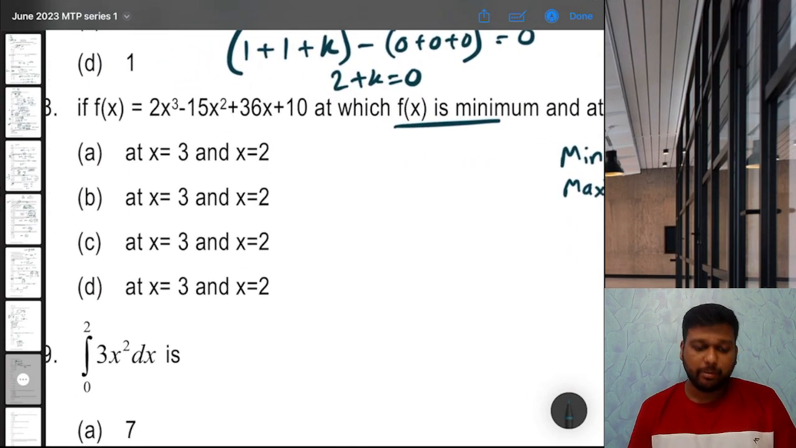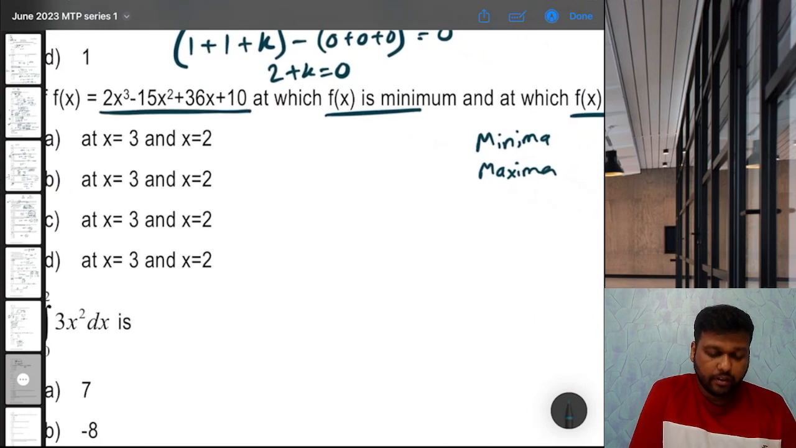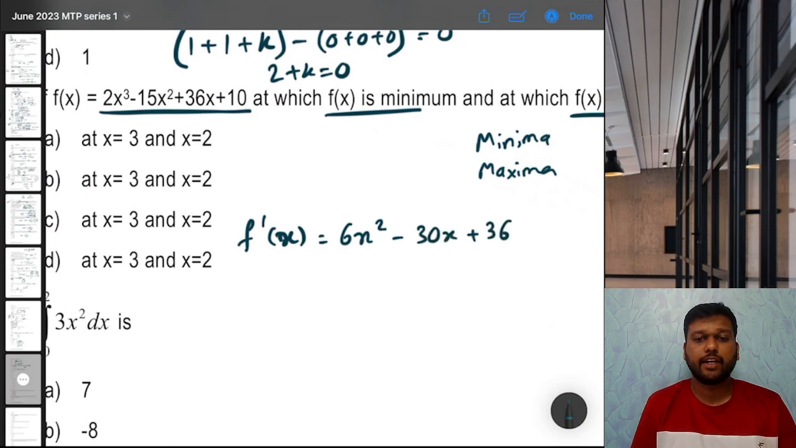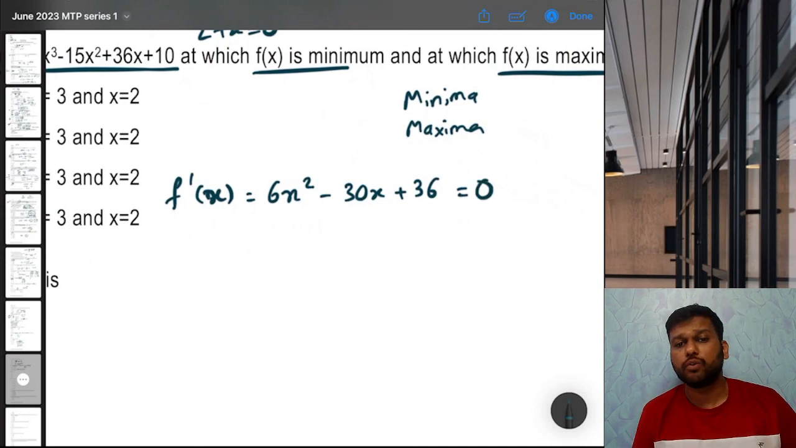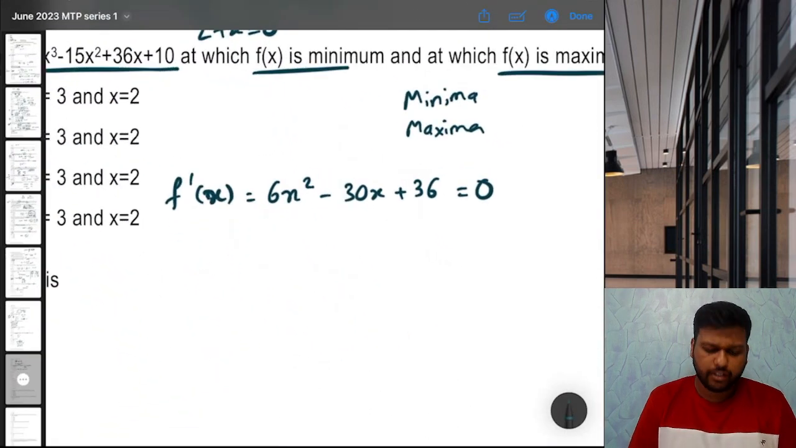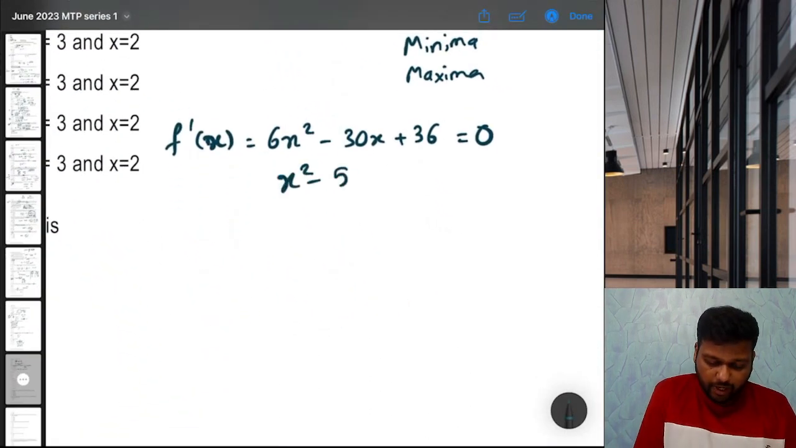How do we find minima and maxima? We take the first derivative first. Let's differentiate it. So f dash x will be 6x square minus 30x plus 36. Then we set this derivative as 0 and solve to find the value of x. We can take 6 common. Then it will be x square minus 5x plus 6 is equal to 0, right?